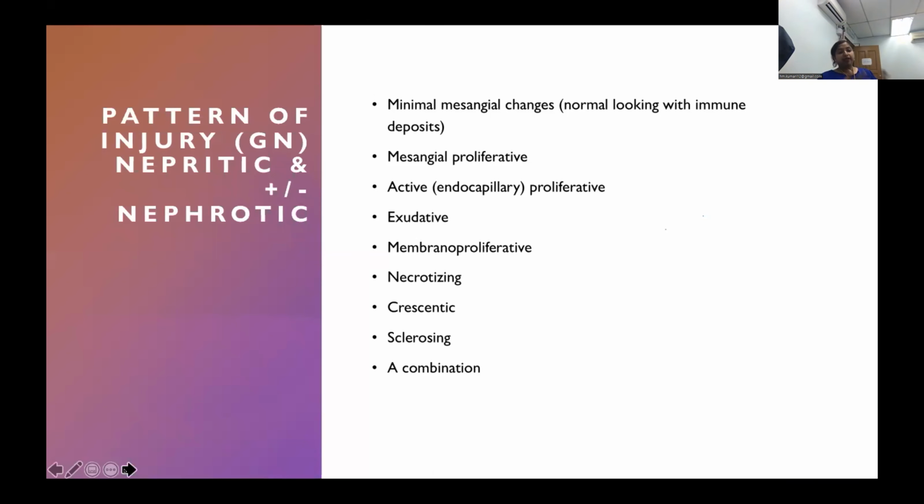Now, for pattern of injury for nephritic conditions, there are a list of them. You start from very mild, minimal mesangial changes, right? From mesangial proliferative changes, active lesion, exudative, membranoproliferative, necrotizing, crescentic, sclerosing, and a combination. Now, what you need to understand is so that this will make your life easy. Once you identify the pattern, it's easy for you to make a conclusion.